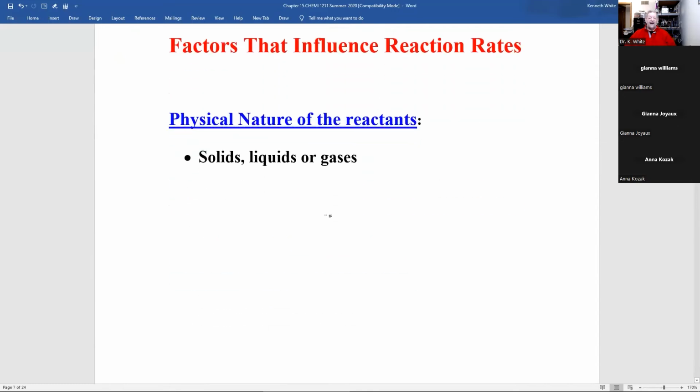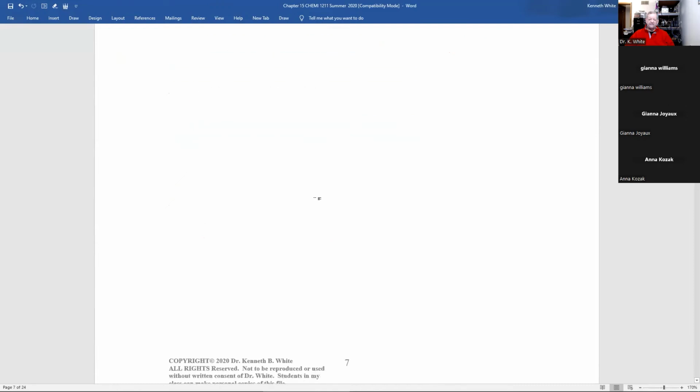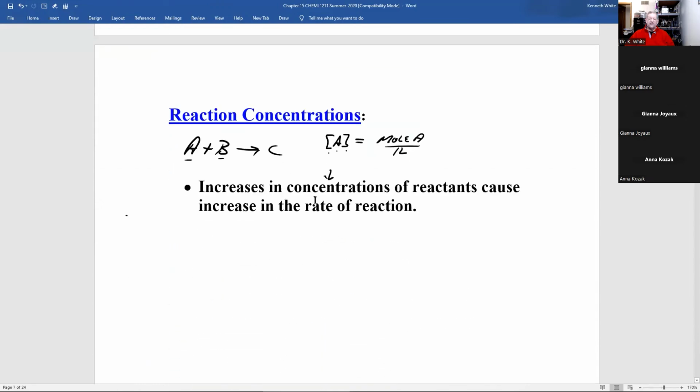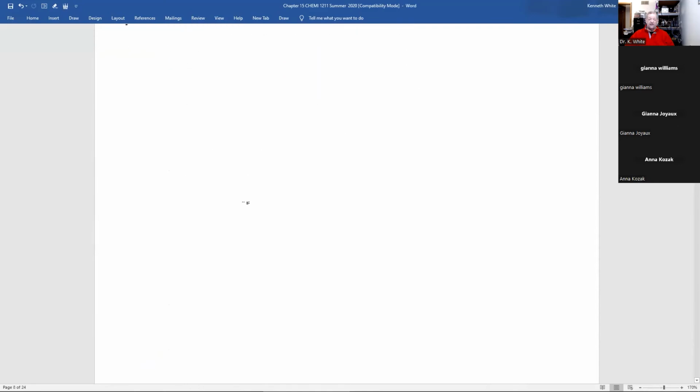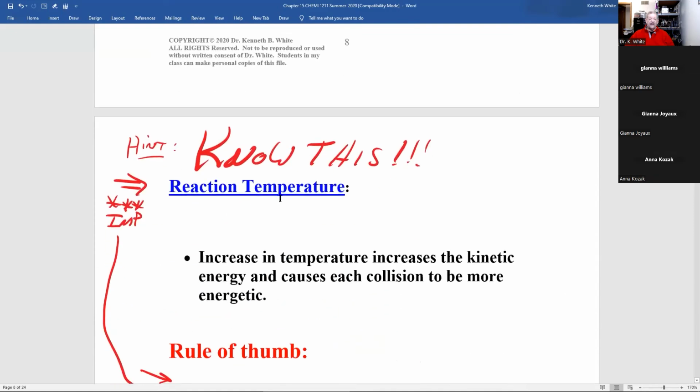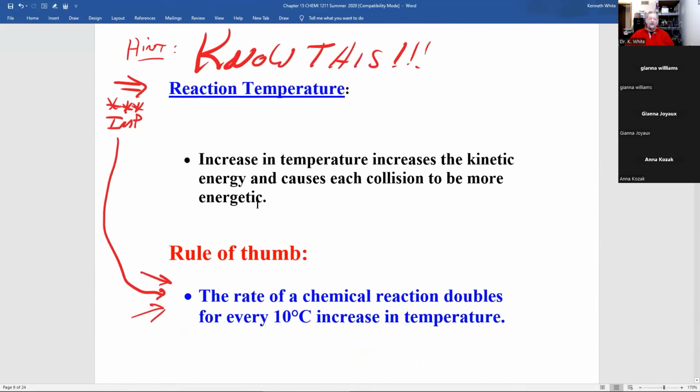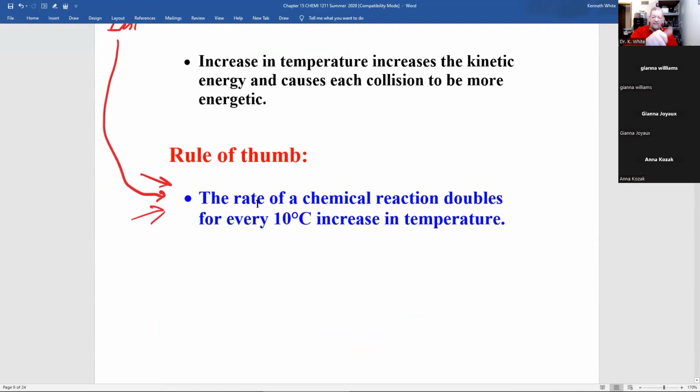The nature of the reactants, whether it's a solid, liquid, or gas, will affect the reaction rate. The concentration of the reactants, how much you have, will affect the reaction rate. Usually it increases it most of the time. And the reaction temperature will affect the reaction rate. And you should know the rule of thumb: the rate of a reaction doubles for every 10 degrees C increase in reaction temperature.